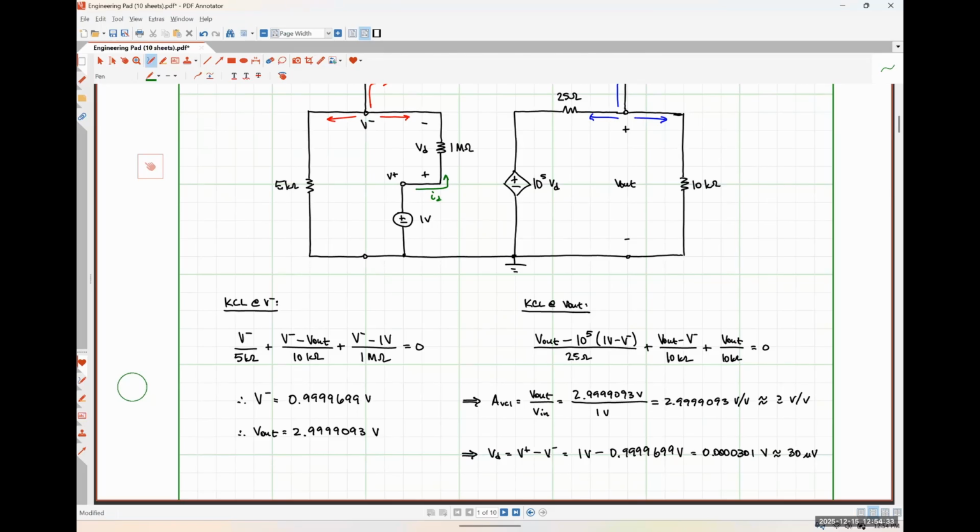All right. So we figured out the closed loop voltage gain. We also figured out the differential voltage. So the reason why I wanted us to see the differential voltage is because it's a really small number, right? For 1 volt input signal, we get 30 microvolts of differential voltage, okay? So the differential voltage is incredibly small in this negative feedback case.